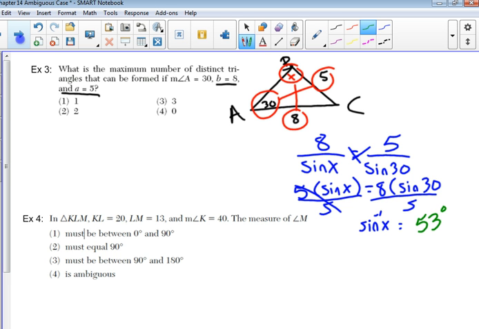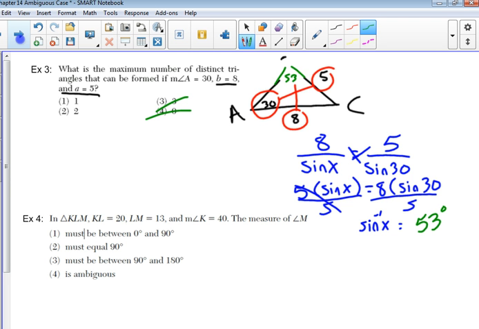Now with this distinct triangles, can it be 0? No, we would have got an error here, so let's get rid of that. Can it be 3? No, it's never 3. So we're down between 1 and 2, so let's test this out. If I put 53 up here, am I over 180? No, okay, so that works. So I know I definitely have at least 1.